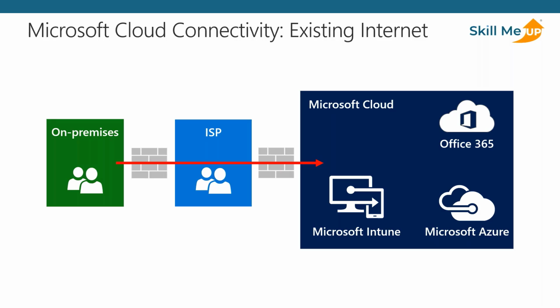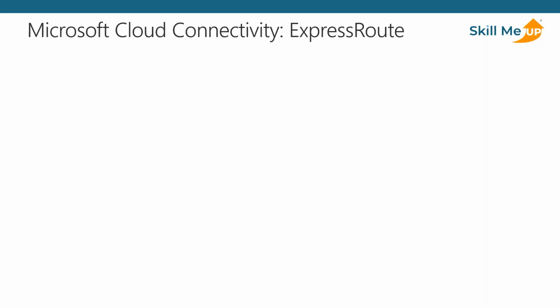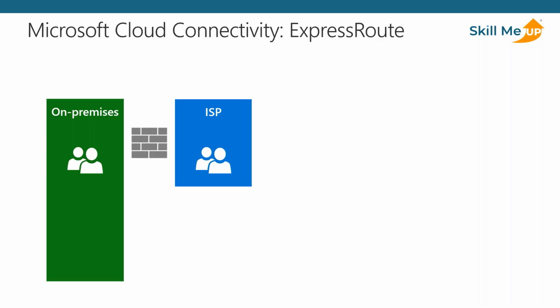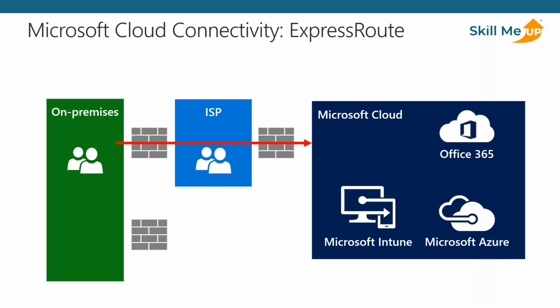The second option that's available to us here is ExpressRoute. Now, traffic using ExpressRoute can go a few different ways depending on the type of traffic that's moving backwards and forwards. So, for example, traffic to Microsoft Intune can travel the same path as normal internet.